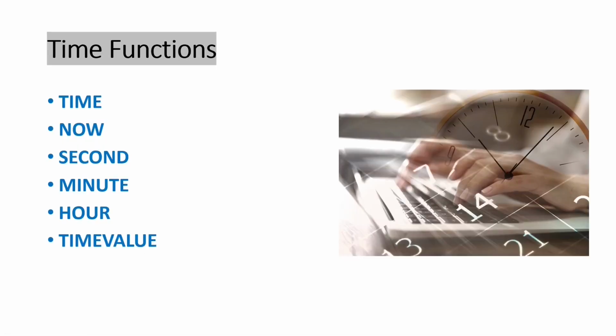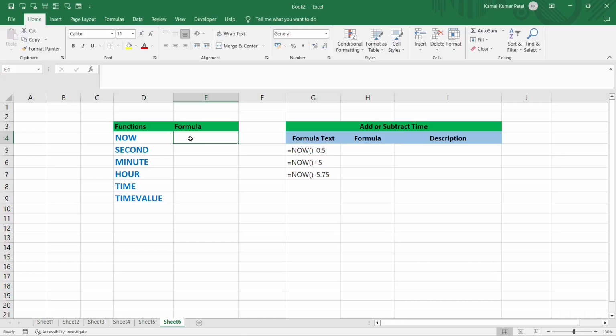These are the functions we'll see now. First is the NOW function. Let's apply here equal to NOW. It doesn't take any argument, enter, and it shows the current date and time. So today it is 25th January 2023 and the time is 16:39. So it is in 24-hour format. Basically this function returns a serial number which represents this date and time, but Excel converts it into some date time format. So here you can see the type is custom.